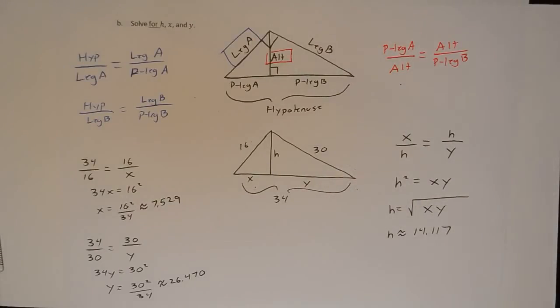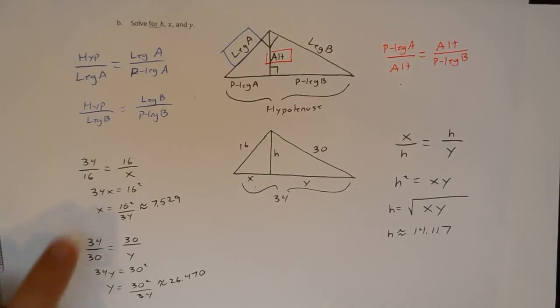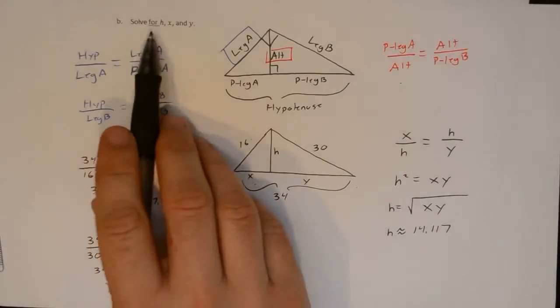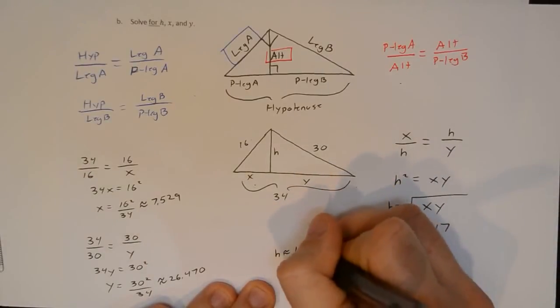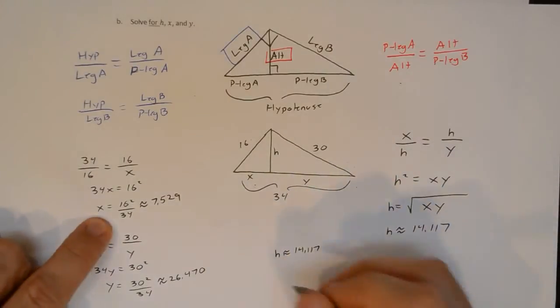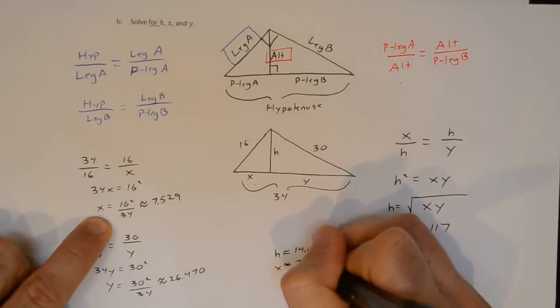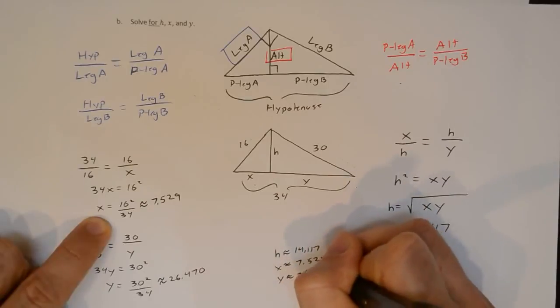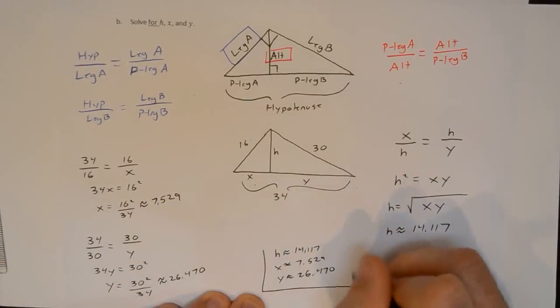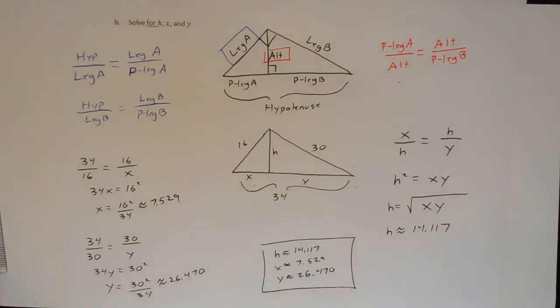Now just a word about test taking and giving yourself the best shot for all the points. Don't leave your work scattered all like that. They asked us to solve for h, x, and y. So let's go ahead and tell them that h is about 14.117, that x is about 7.529, and that y is about 26.470. And I'll put a box around that so it's really easy for the grader to find my answer.